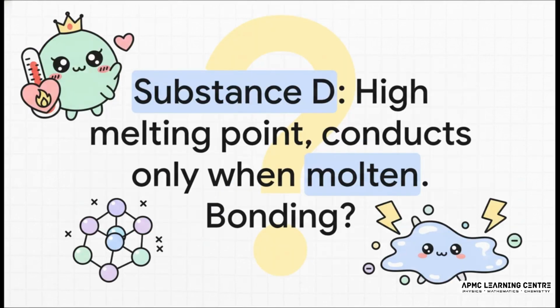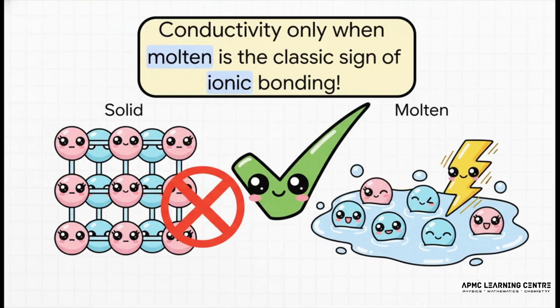Okay, last one, and this is a classic exam question. Substance D has a high melting point. As a solid, it doesn't conduct electricity, but, and this is the key part, it does conduct when you melt it down. Think back to our memory trick. What does that change in conductivity signal? Yes, ionic bonding. That change in conductivity is the absolute classic sign of an ionic compound. The ions are locked up tight in the solid state, but as soon as it melts, they're free to move around and carry that charge.